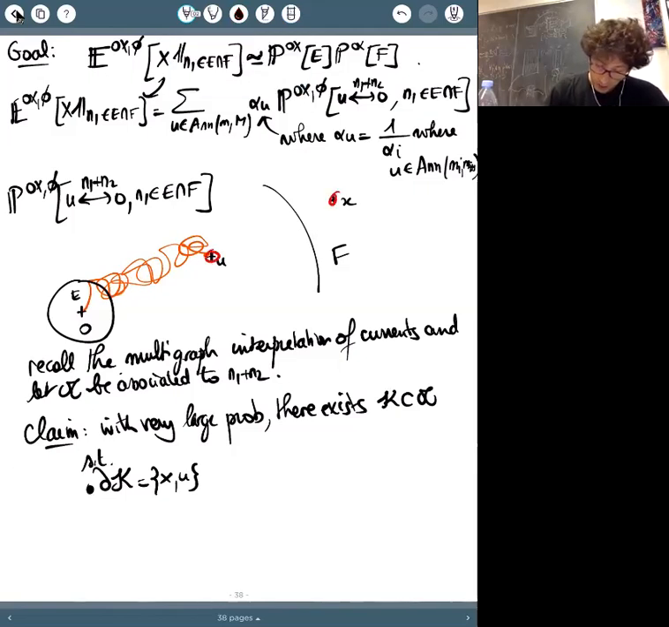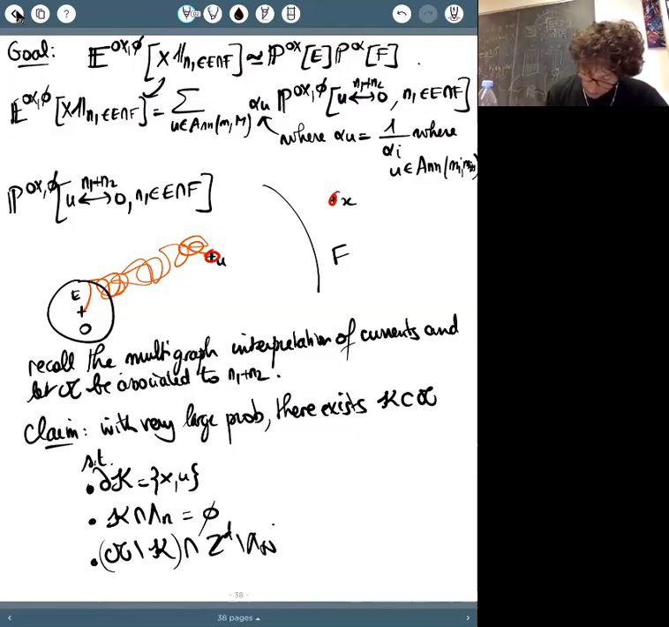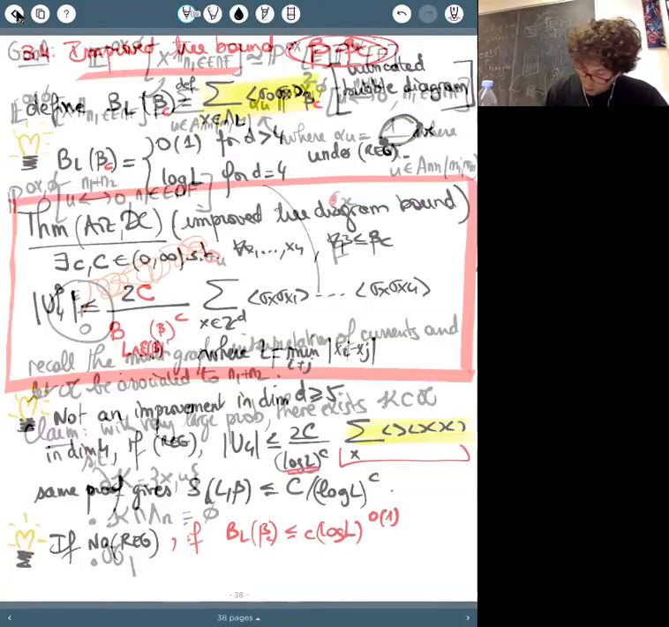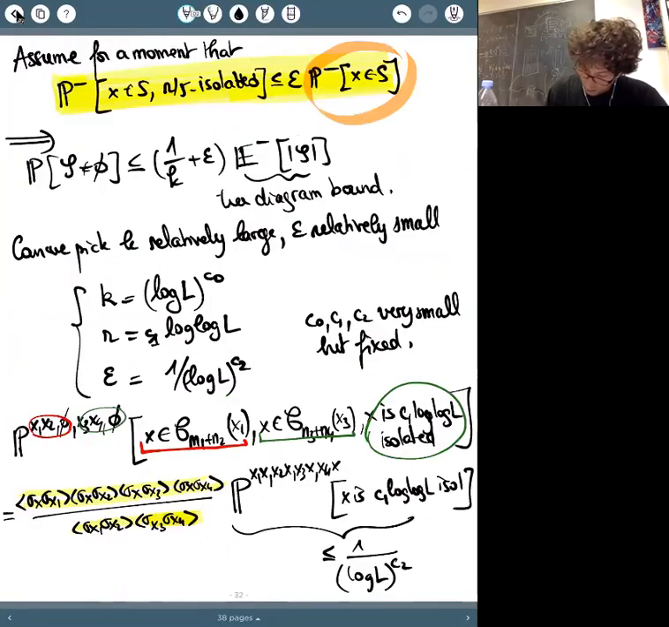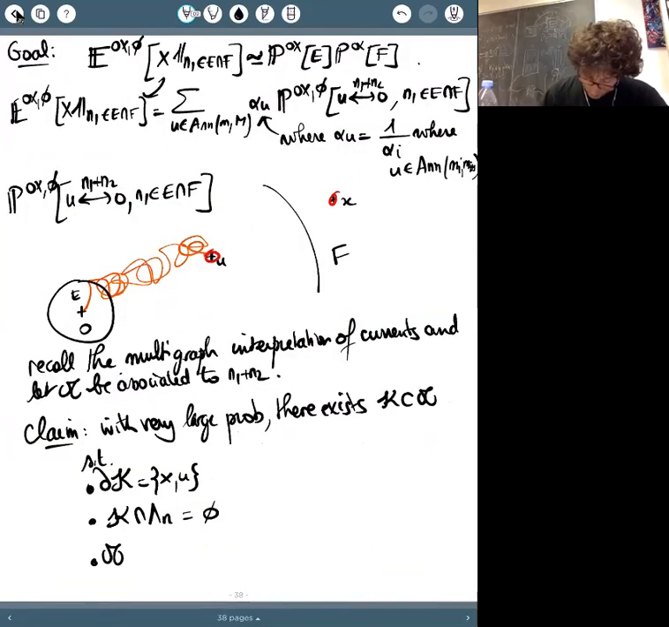Second thing, I want that K doesn't intersect at all the small box. So K intersected with lambda n is empty. And I want, on the other hand, that M minus K intersected with Z^d minus lambda capital N, or if you want, I want M restricted to Z^d minus lambda capital N to be equal to K restricted to Z^d minus lambda capital N.